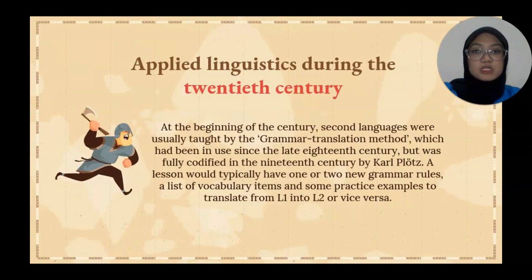Applied linguistics during the 20th century. At the beginning of the century, second languages were usually taught by the grammar translation method, which had been in use since the late 18th century but was fully codified in the 19th century by Hart Flows. A lesson would typically have one or two new grammar rules, a list of vocabulary items, and some practice examples to translate from L1 to L2, or mean language 1 into language 2, or vice versa.